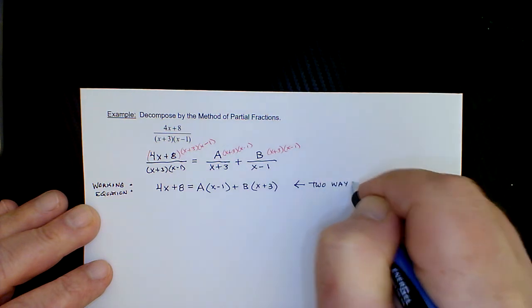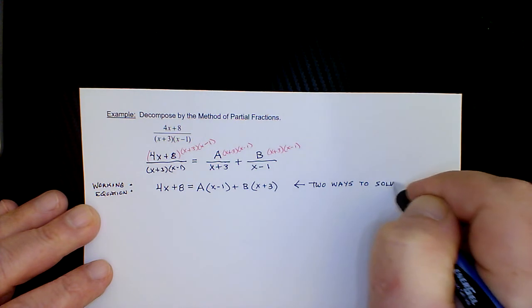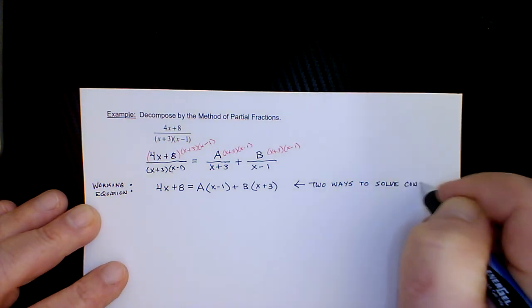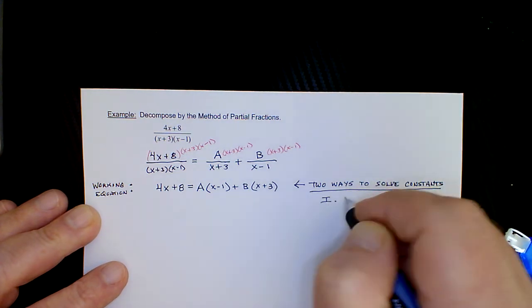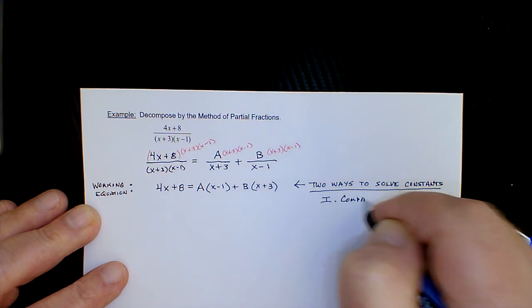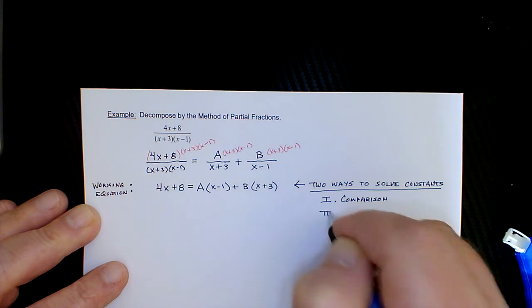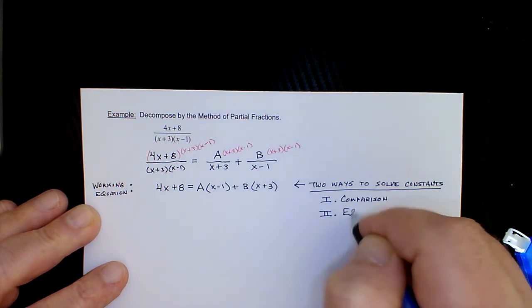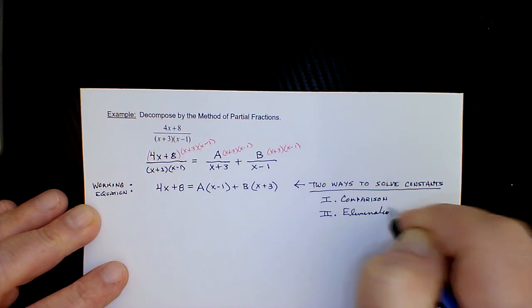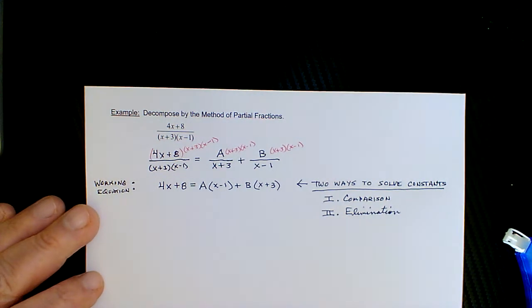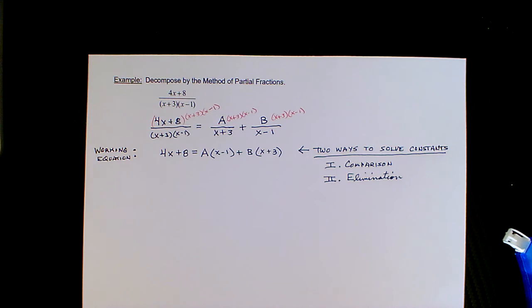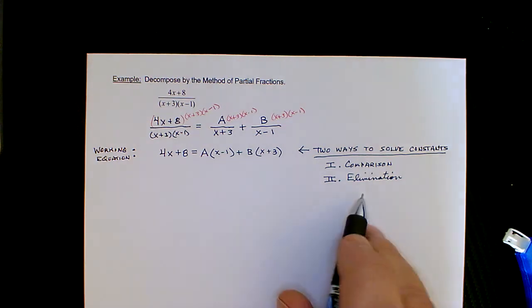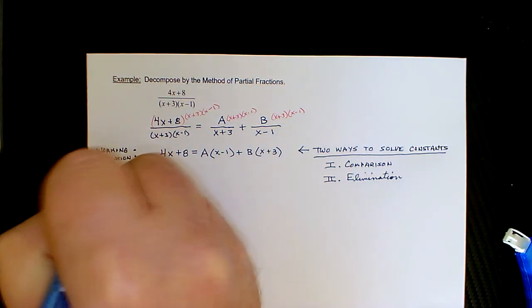And there are actually two ways to solve for the constants. The two ways, I like to call the first one comparison, and the second one elimination. So we'll show you both methods, and we'll see one's actually easier than the other. But then when we come back for part 2 of this, we're going to use the easiest one, but we'll then subsequently in other examples see you might have to use these two methods in combination. So here's the comparison method.